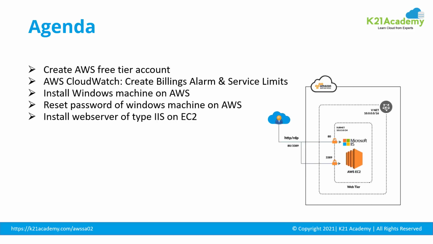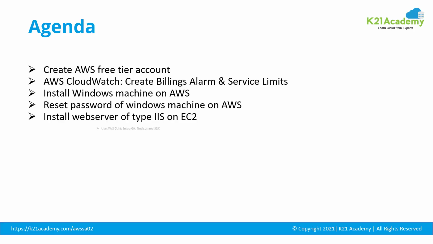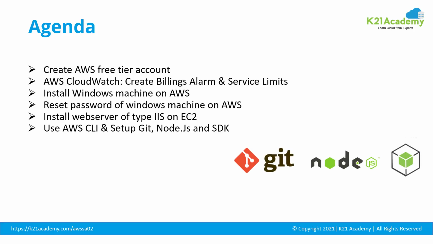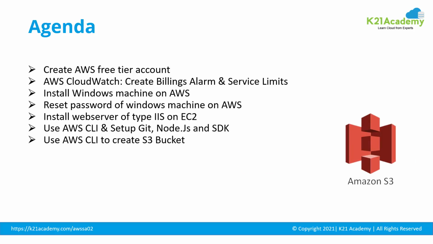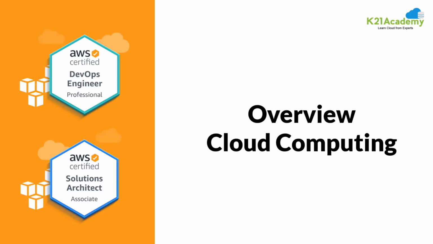Post that, we will see how to install a web server of type IIS on EC2. And then we will see how to install and configure AWS CLI and how to use AWS programmatically using the software development kit for Node.js, the SDK. And then we will see how to use AWS CLI in order to create an S3 bucket. So let's first look at what is the overview of cloud computing.